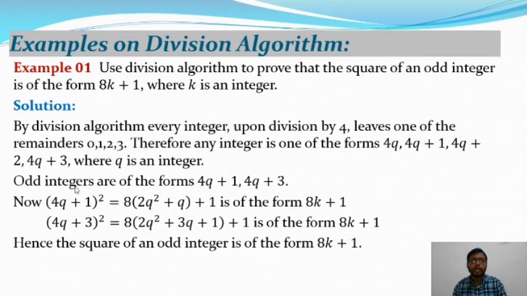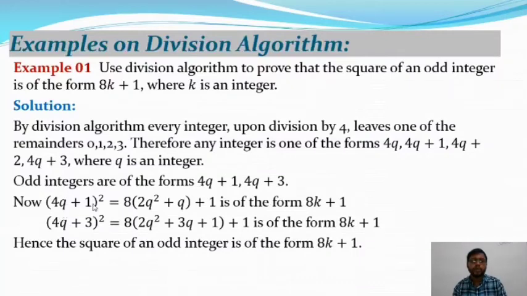Among these, the odd integers are 4q plus 1 and 4q plus 3. These two are the odd integers. So from this we will show that the square of an odd integer is of the form 8k plus 1. So (4q plus 1) whole squared is of the form 8k plus 1, and (4q plus 3) whole squared is of the form 8k plus 1, where k is any integer.